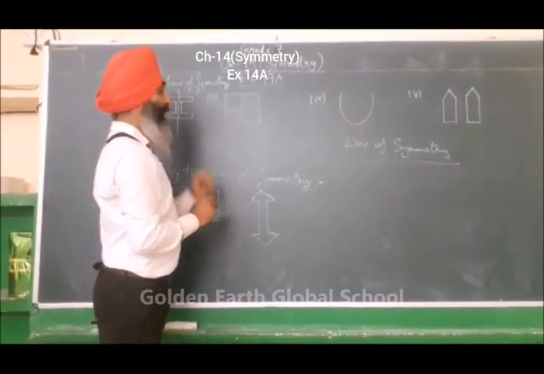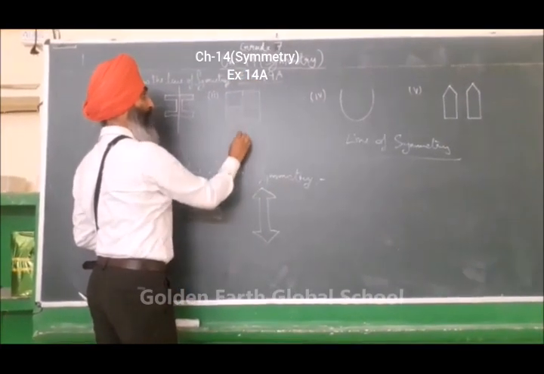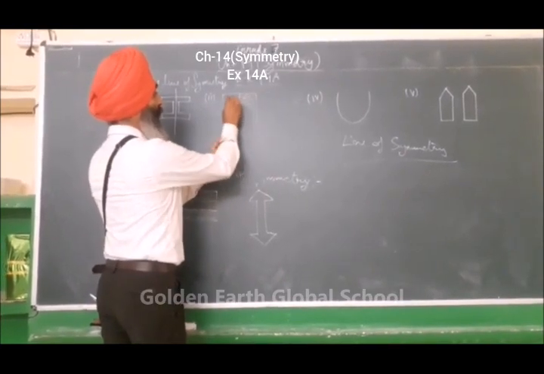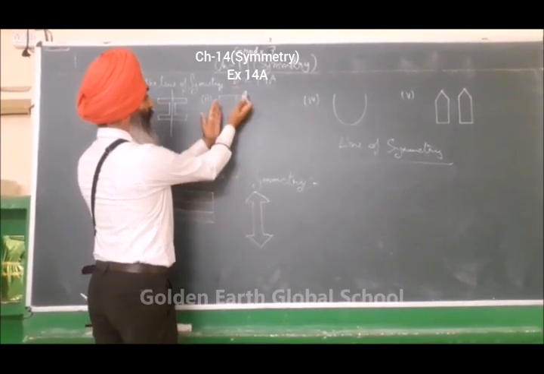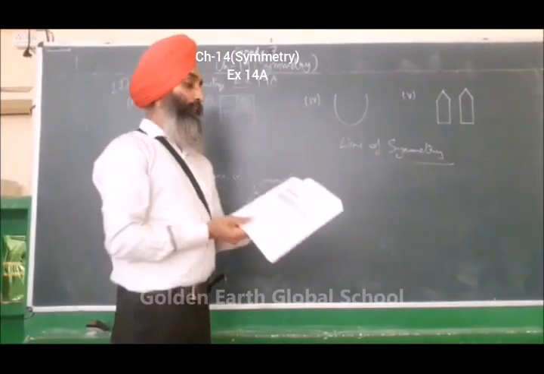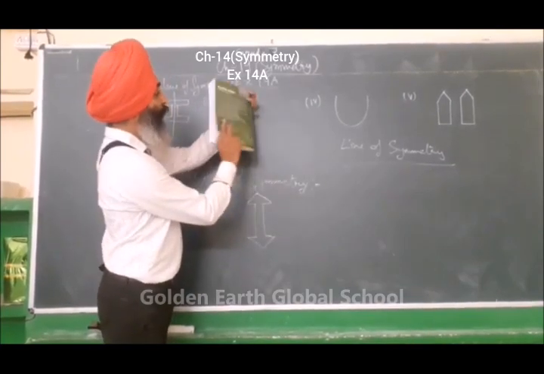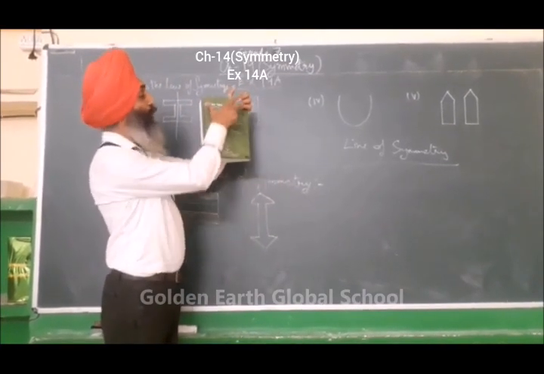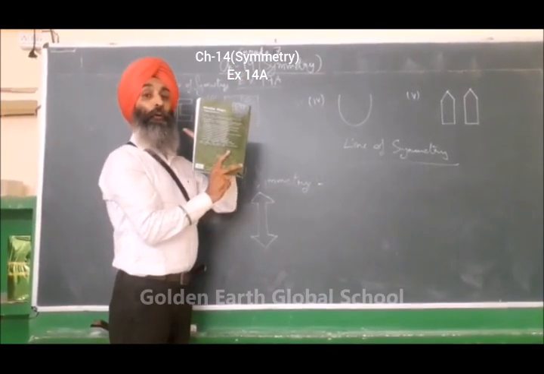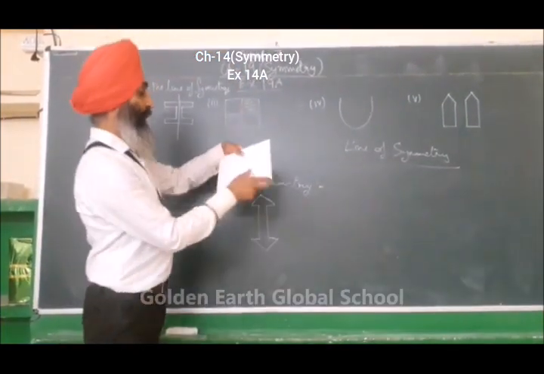Similarly, next question. Now, if you draw like this, it is not a symmetrical figure because one is filled and the other is not filled. So how is a figure symmetrical? When you overlap the figures, the first figure comes exactly on top of the second, then that figure is called a symmetrical figure. Now I will give you one more example.